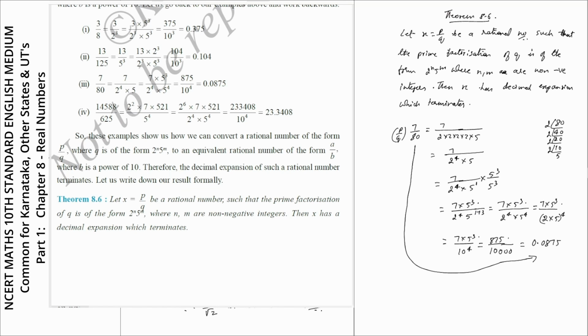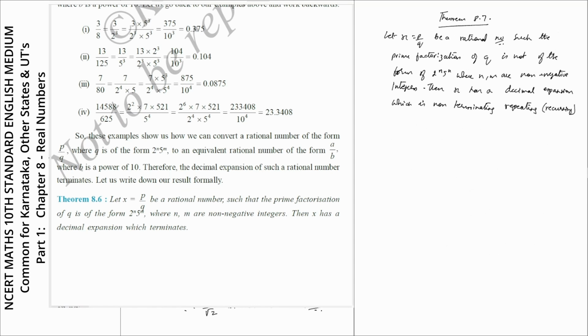So this is 0.0875 and the decimal terminates, and that finishes the theorem. There is no proof as such for this theorem. We can just check out some practical examples.